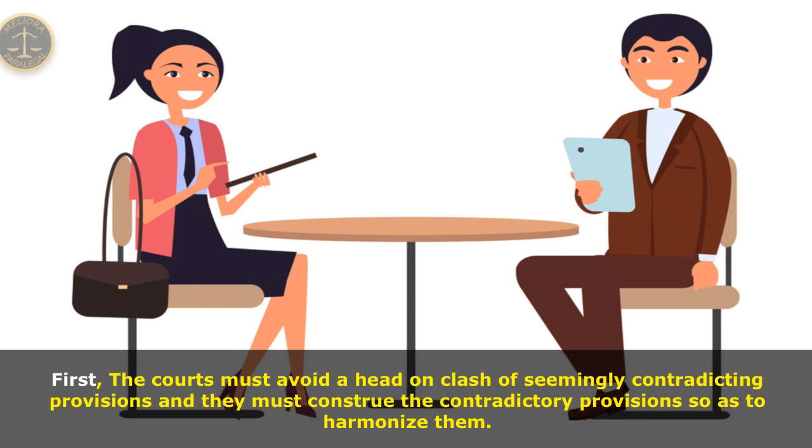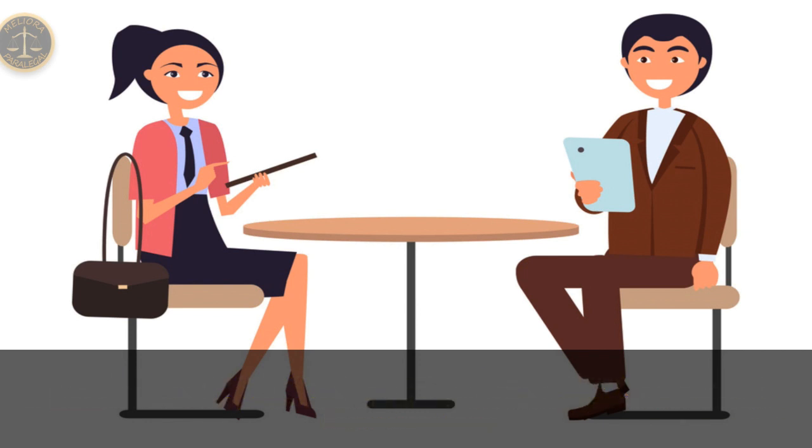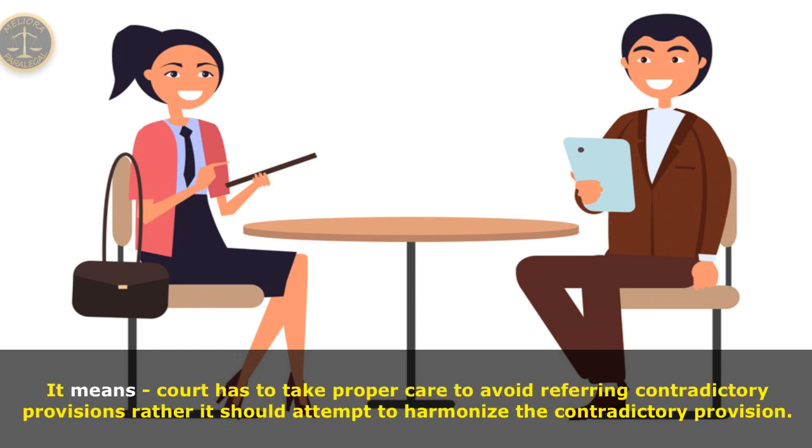First, the courts must avoid a head-on clash of seemingly contradicting provisions, and they must construe the contradictory provisions so as to harmonize them. It means the court has to take proper care to avoid referring contradictory provisions, rather it should attempt to harmonize the contradictory provisions.